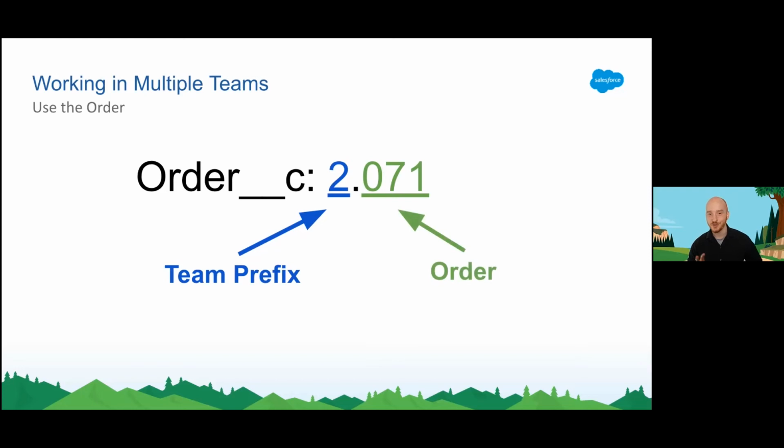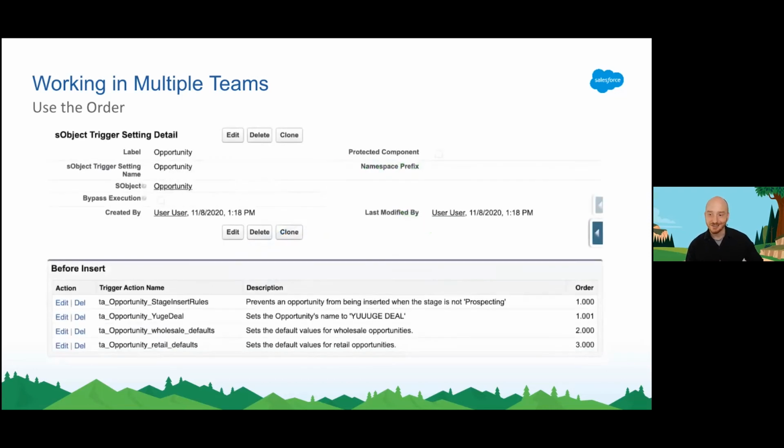You could use the decimal or the integer part of the order itself as a prefix for your team to help partition that logic. But here's a good example of it, right? So we've got some things that are sharing prefix 1, but then the wholesale defaults is prefix 2, the retail defaults is prefix 3.